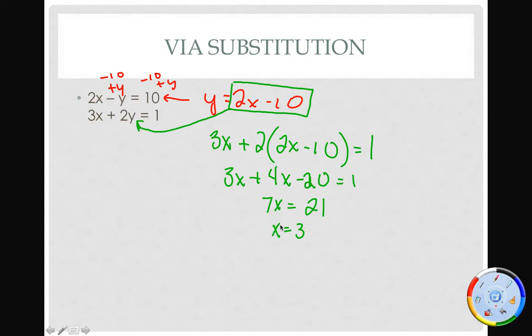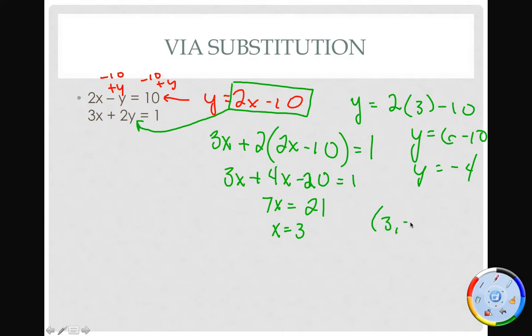So if x is 3, I know I can find y by doing this. I can say y is equal to 2 times the 3, because it was 2 times x here, minus 10. So I get y equals 6 minus 10. Y is negative 4. So the answer to my system of equations is (3, negative 4), and that would be my solution. And if we were to graph these, which we're not really going to do in this particular lesson, they would intersect at the point (3, negative 4).